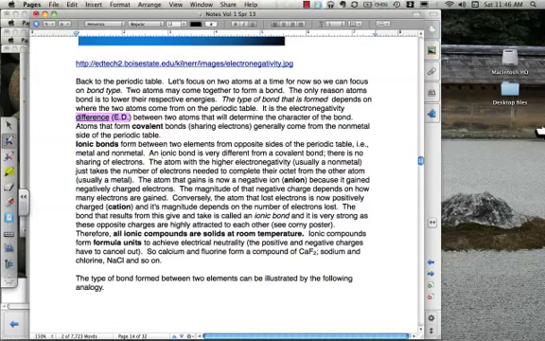Okay? The two types of bonds are very different. You're going to get different properties. Ionic compounds contain ions, real charges. Covalent compounds contain either no charge or partial charges, and therefore their properties are completely different.